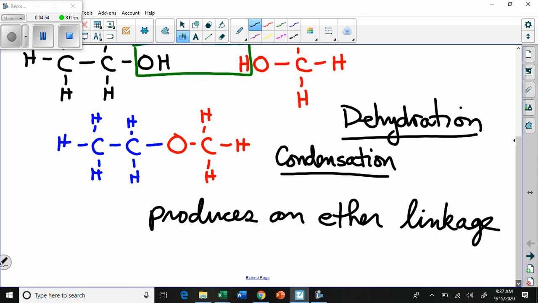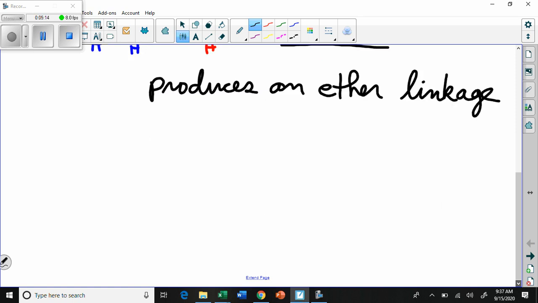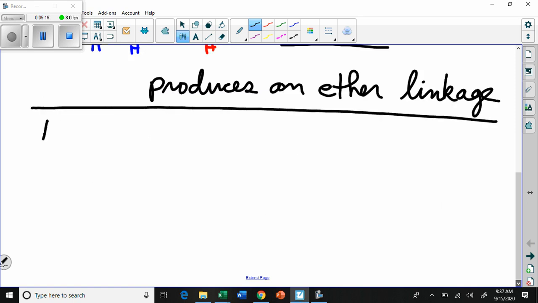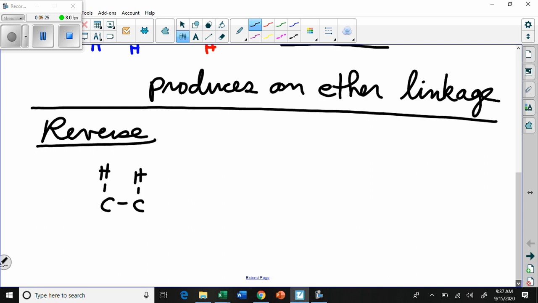All right. Now, of course, your textbook doesn't really give you any pictures for the opposite. But if the opposite of this were to happen, if you were to add water to something, you could use the water to split it apart. So the exact reverse of this would be this. We'll start with our molecule that has the ether linkage in it, right there. That's the final product.